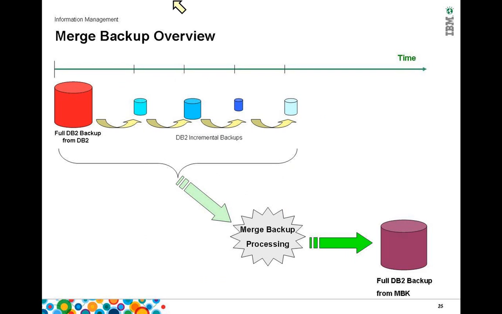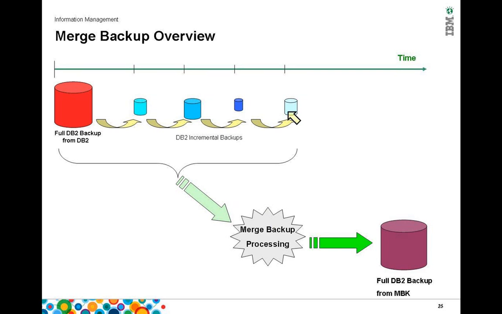So if we move to the next slide now, this is a very simplistic pictorial helping you to visualize basically what I said the merge backup capability is. It's basically what we see here, a timeline moving from left to right, a full DB2 backup on the left, and a series of incremental or delta backups, whatever, here on the right. And at this point in time, we invoke merge backup processing to create a new full DB2 backup image.